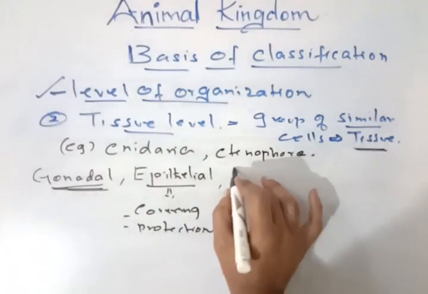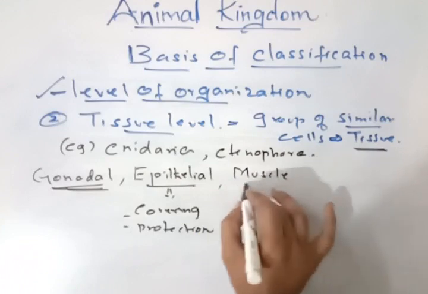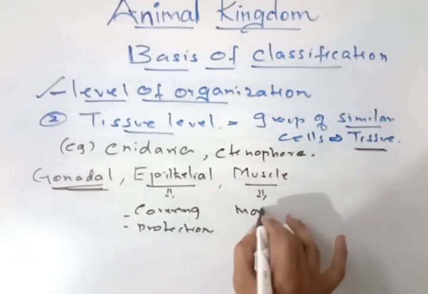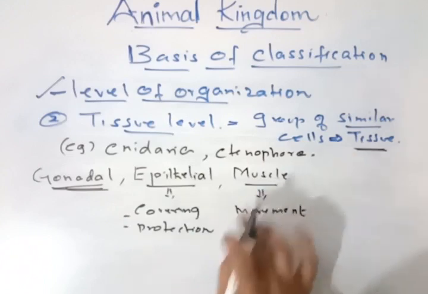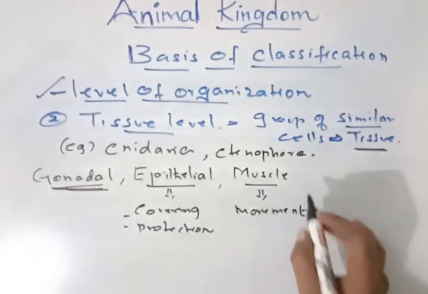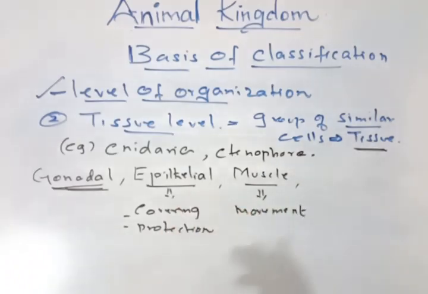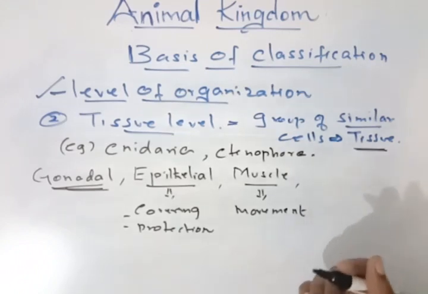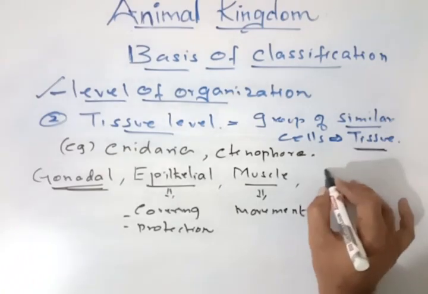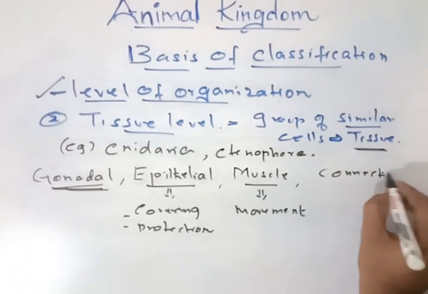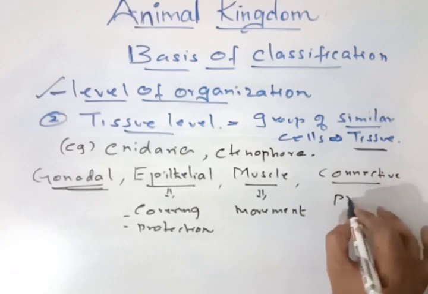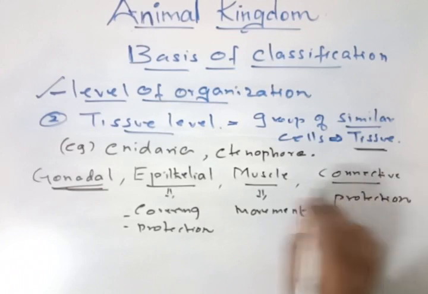Then you will have muscular tissue. The role of muscular tissue is controlling movement. So the group of cells forming muscular tissue controls the movement. Okay, right. So that means a tissue performs a particular function. Previously we talked about cells performing a particular function; here tissue performs a particular function. Gonadal tissue performs reproductive function, epithelium covering and protection, muscular movement, and we still have connective tissue for supporting and protection. That is called connective tissue. The connective tissue is also for support and protection along with the muscle.